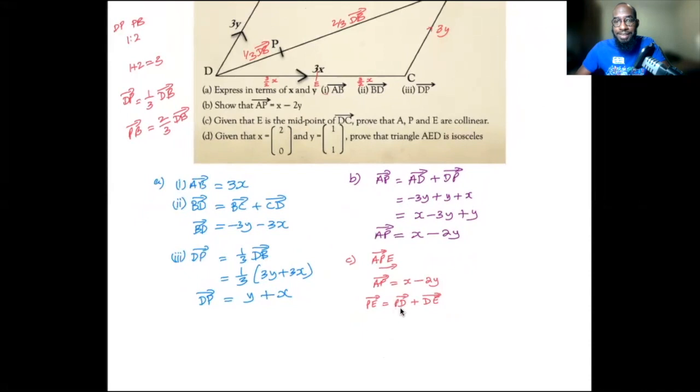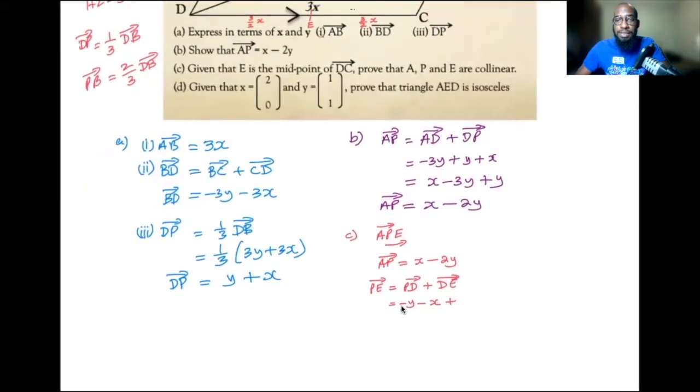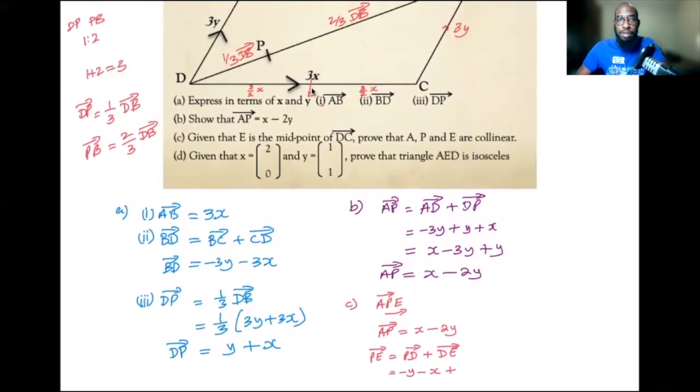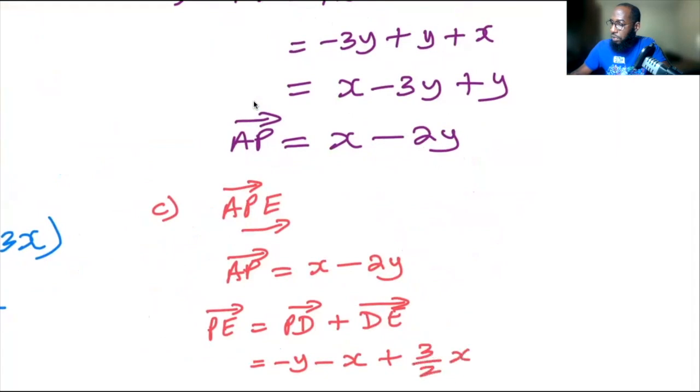Let's see if we have it. PD, do we have PD? Now, always look at your answers to see if the reverse is there. PD, we have DP. Since we have DP, we know what is PD. Just change your signs. So if DP is y plus x, PD is negative y minus x. So we have negative y minus x plus DE, right? DE is simply 3 over 2x. That came from the midpoint situation, 3 over 2x.